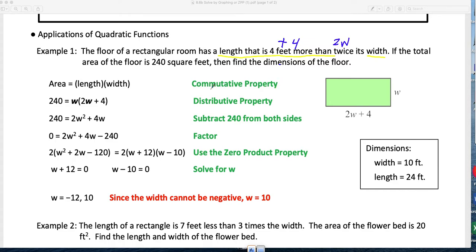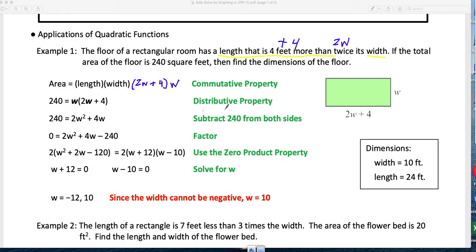And I used a commutative property to switch the width and the length around because I like to put the W here in the front, or anything that's by itself, up here in the front. So that's why I said that. You don't have to use a commutative property if you don't need it. And if you wanted to write this where I kept length times width, I would have written 2W plus 4 and put the W on the end. So you can do that if you want, and then you distribute this way.